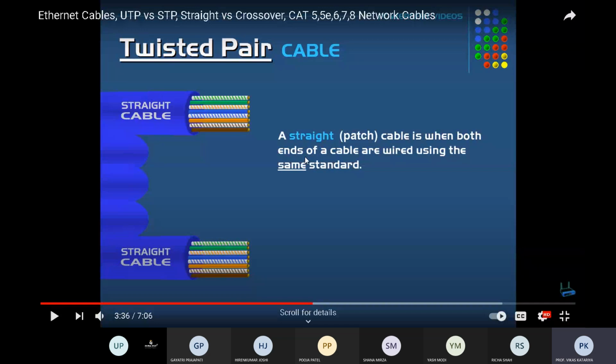Now, a straight cable, or patch cable, is when both ends of a cable are wired using the same standard. So if you are designing a straight cable, remember both ends should be the same standard. We know that every cable has two ends, and we have to prepare both ends. So the arrangement of color combination should be the same in the straight cable.